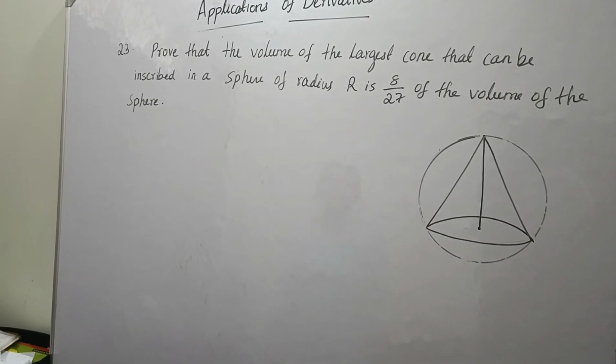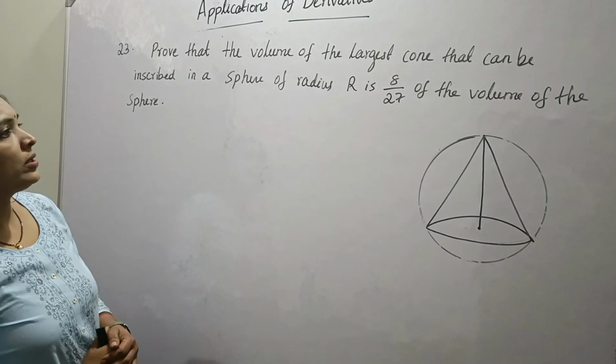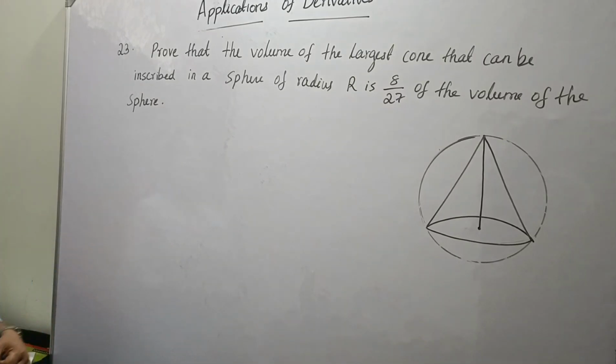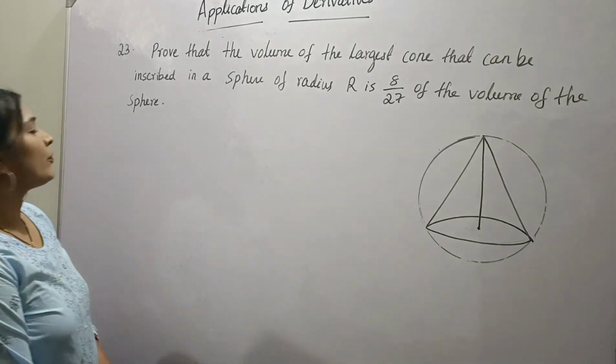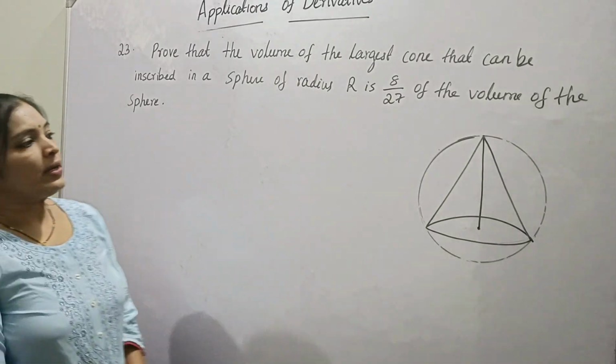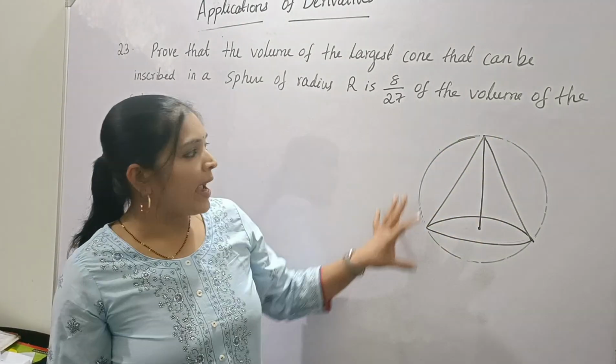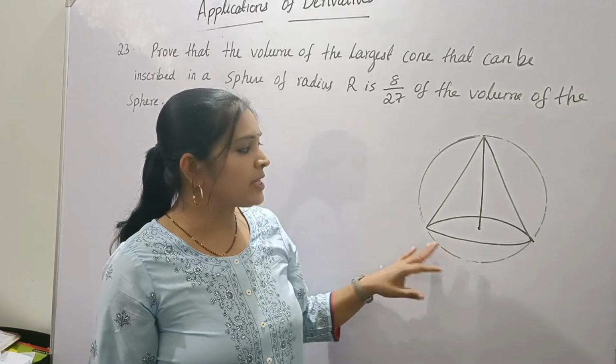The next question: prove that the volume of the largest cone that can be inscribed in a sphere of radius R is 8 by 27 of the volume of the sphere. Okay, so here is our sphere and the cone which is inscribed in the sphere.